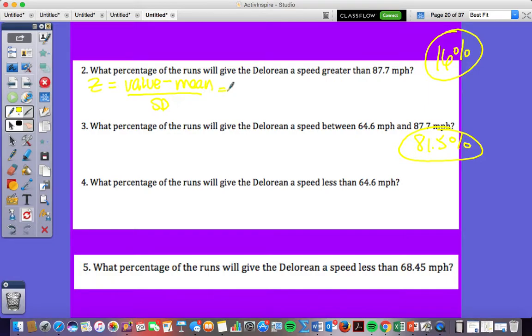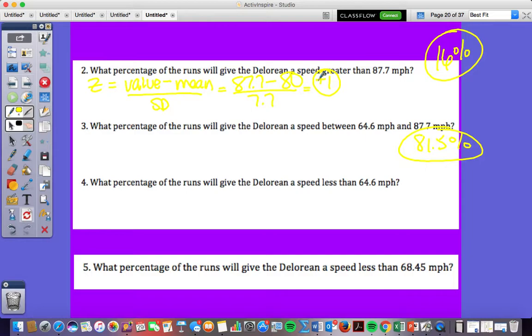So what's the value? The value is, what we had was 87.7. You're right, Tony. 87.7 subtracted by, what was it again? 80. 80, good. Divided by my 7.7 produced a z-score of what? 1. Okay. You see the connection here? See how we're connecting it together?